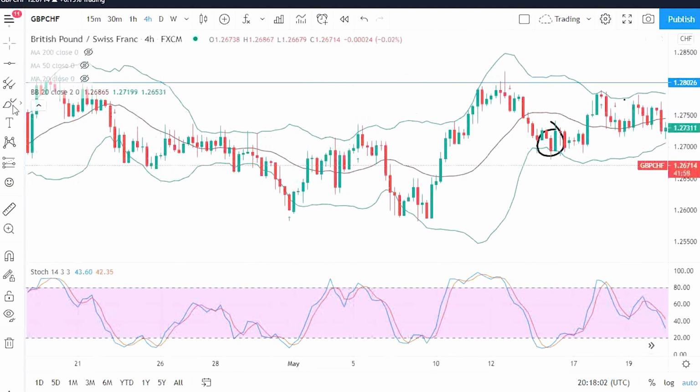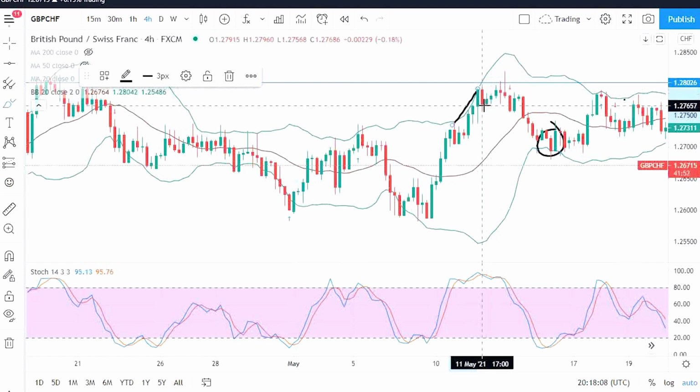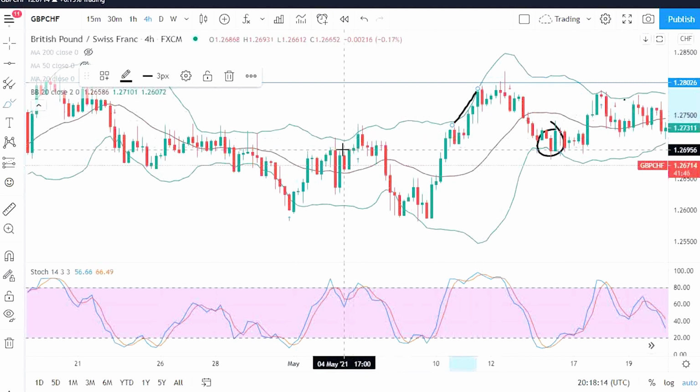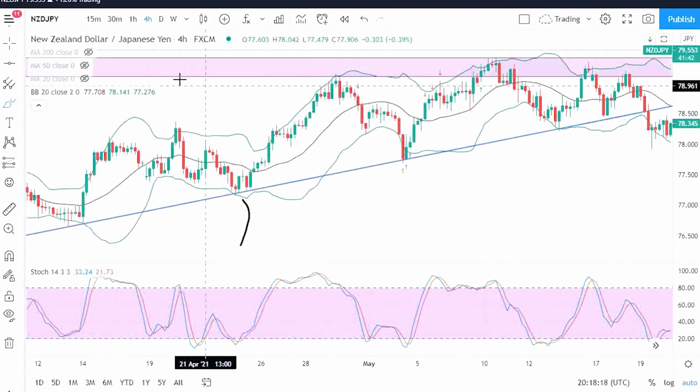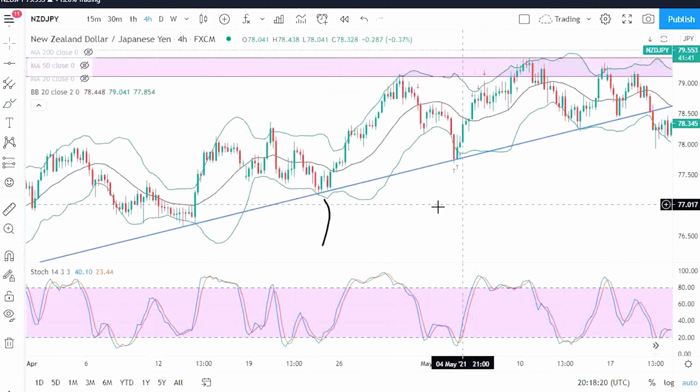I do not like when they ride the band. So these ones, even though this is not an engulfing candle, but let's say it was, I wouldn't take that because it rode along the band. So I'll show you another example of that.